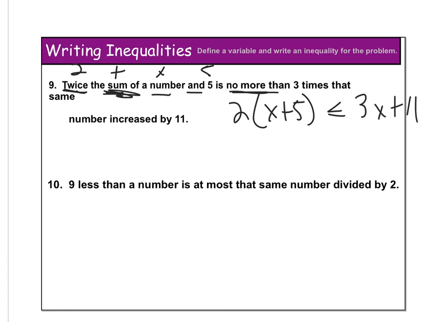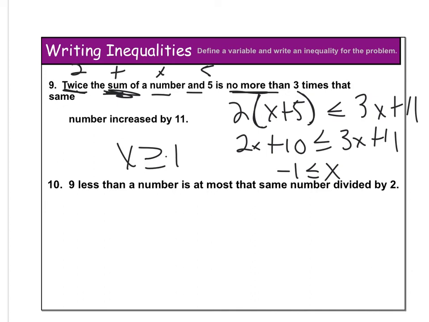Twice the sum of a number. That's how I knew to put that in parentheses. So if I solve it, 2x plus 10 less than or equal to 3x plus 11. Some maneuvering around, I get negative 1 less than x. So x is greater than or equal to negative 1. Graph on a number line, you can do that.